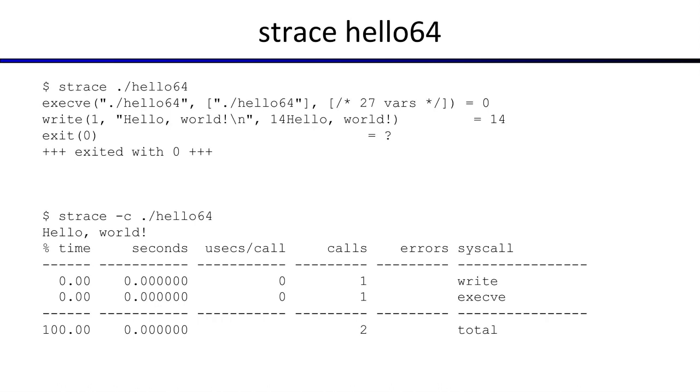Now that the hello64 program is running after the execve call, the next system call is write, and you can see the 3 parameters. We passed 1, hello world, 14 length, and then the return value is at the end of the line, equals 14. Then we do an exit with a status of 0, and then the program exited.